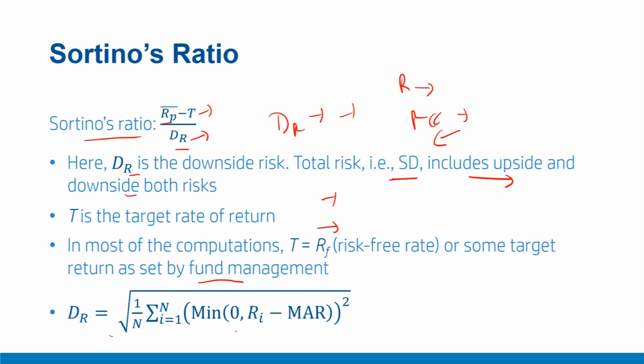The DR formula is interesting. It is the standard deviation, but here if the return is lower than some kind of minimum acceptable rate, MAR, which is the minimum acceptable rate, only then it is considered. So only those return instances where returns are lower than MAR are considered for computation of this standard deviation. While RI is greater than MAR, the observations are taken as 0. So while computing this measure of risk DR, we take all those observations where RI is greater than the acceptable rate as 0, and only those instances where it is less than MAR are considered.